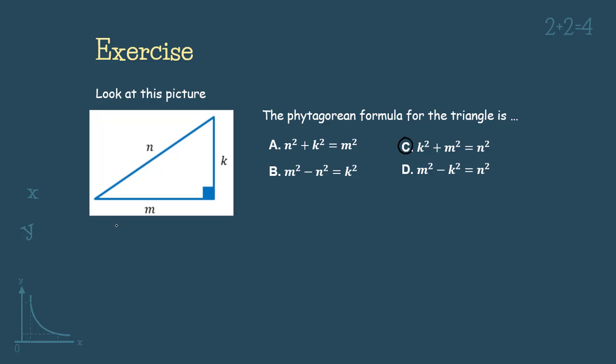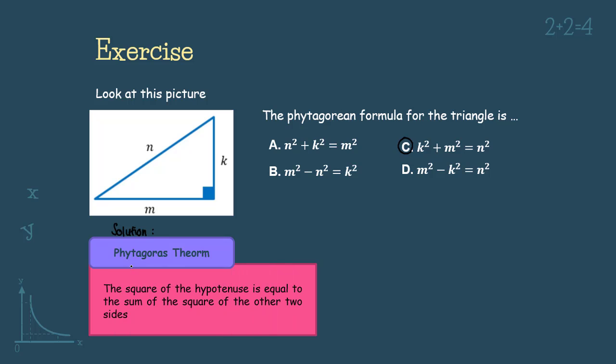The answer to this question is C. Why? Let's recheck the solution. To solve this question, you have to remember the definition of Pythagoras theorem. The square of the hypotenuse is equal to the sum of the squares of the other two sides. So you just have to remember the definition and you can solve this question. It's super easy.